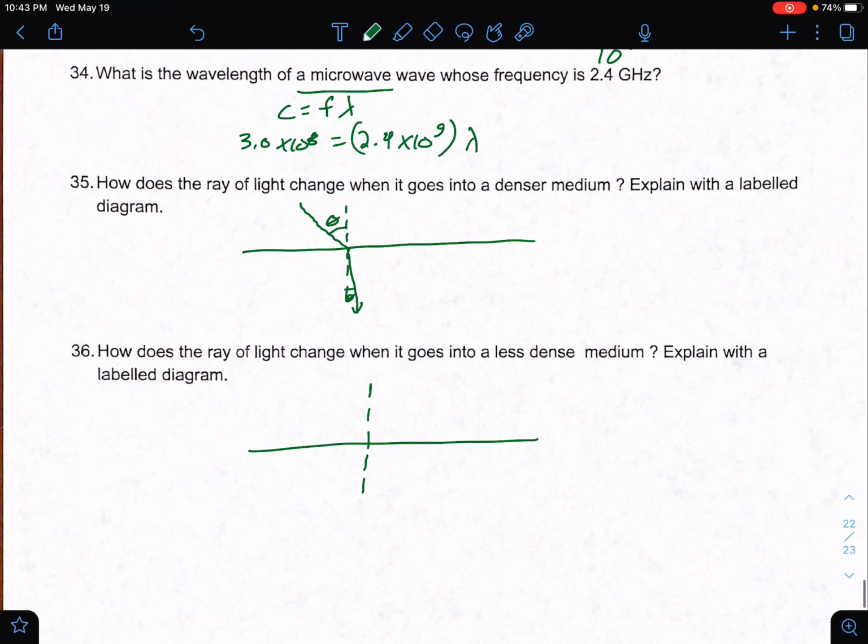When you go from more dense to less dense, it's the same kind of concept. You have your normal line, and I've got an angle coming in. When you go from more dense to less dense, the ray is going to disperse quicker, so it's going to go further out. That means your angle coming in is going to be less than your angle being refracted.